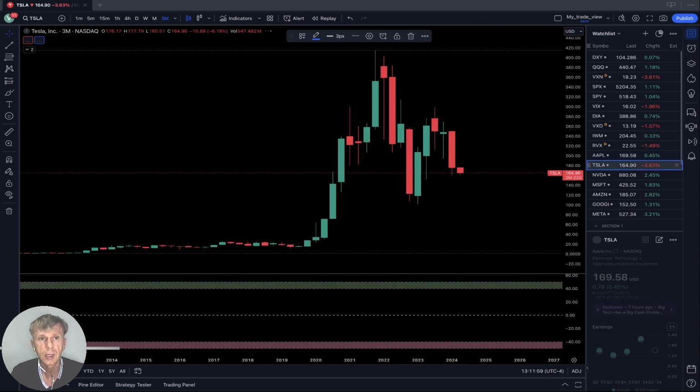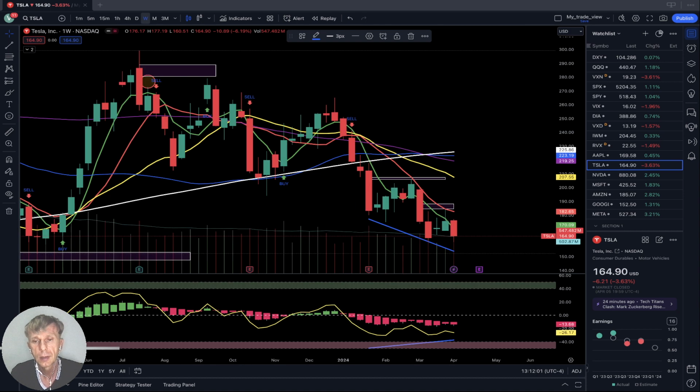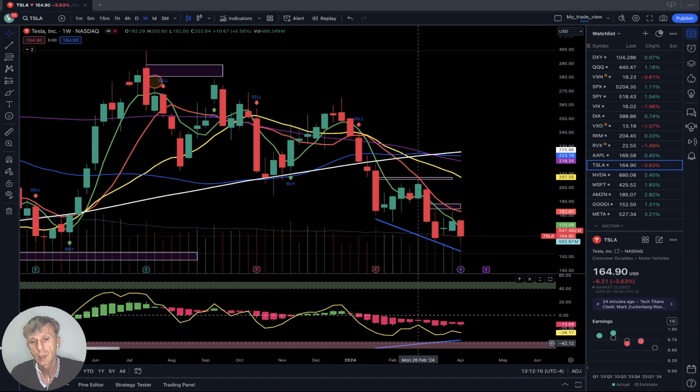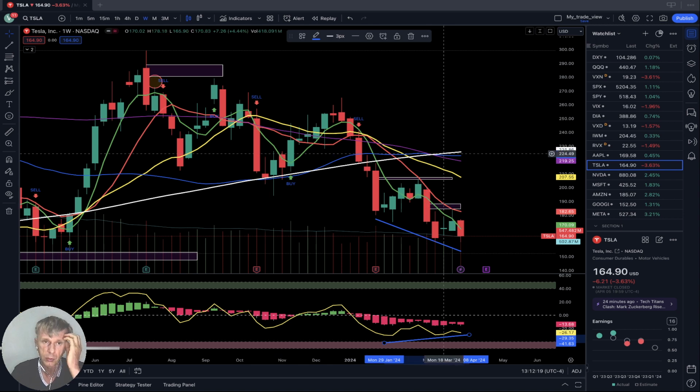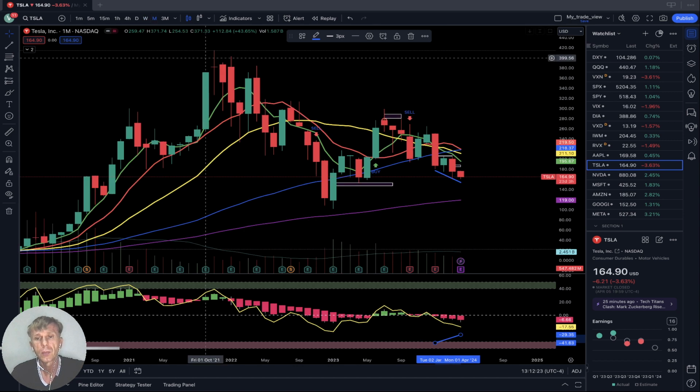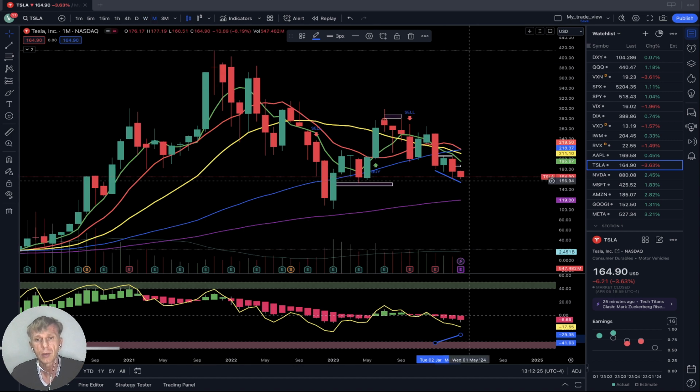Tesla, let's start with Tesla weekly. Tesla weekly, last bar below all moving averages, bearish trend, bullish divergences on RSI. It wants to have some correction, but still bearish trend. And bearish setup, all moving averages, just did bearish crossover over 200.